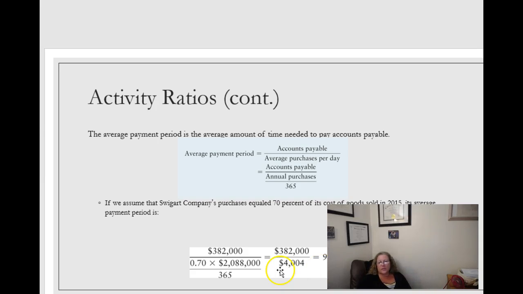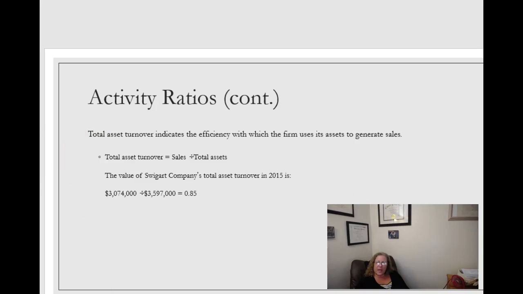Now, that just depends on what kind of terms we have with our suppliers. Often suppliers will offer a discount if you pay within, say, 30 days. So this might be something you want to look at and say, hey, we could save some money if we paid them off a little quicker. So that's just some of the things that this type of information can tell us.